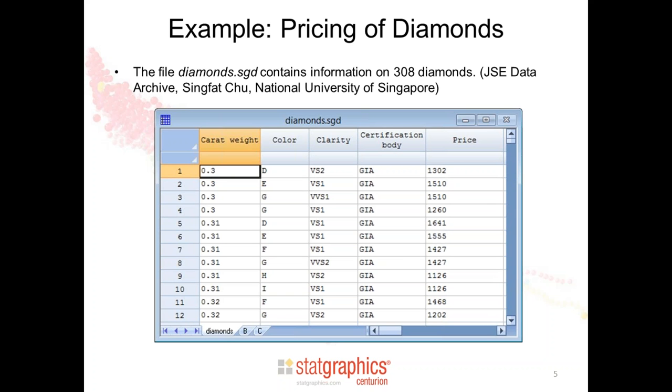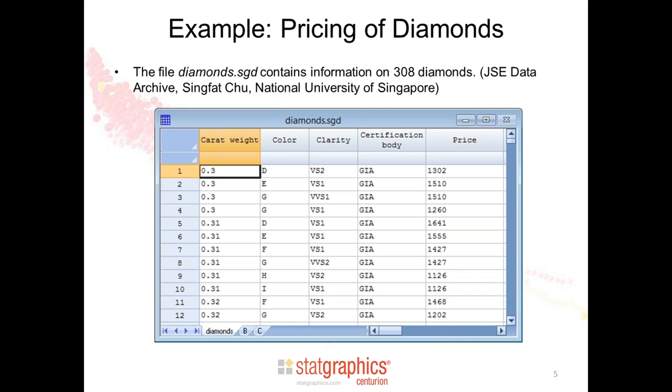The data actually have information on 308 diamonds. And what we're going to be doing is building a regression model to predict the price of a diamond. Now you can see in this particular data file that there are a number of potential predictors of the price of a diamond. The most significant predictor, I think you can guess ahead of time, is going to be the carat weight. And we will be fitting a regression of price on carat weight.